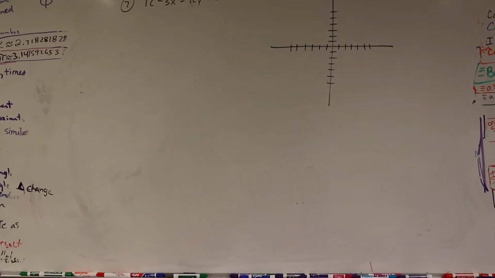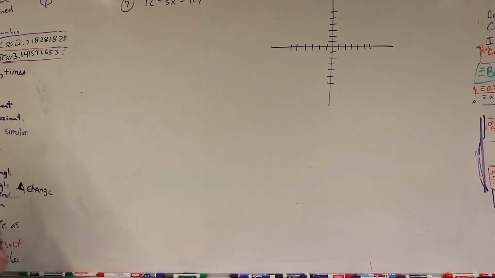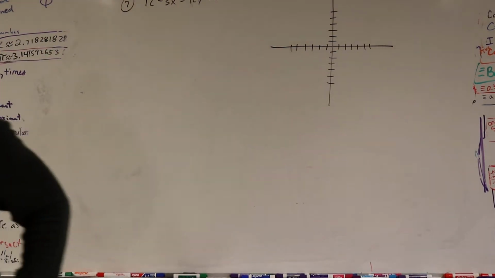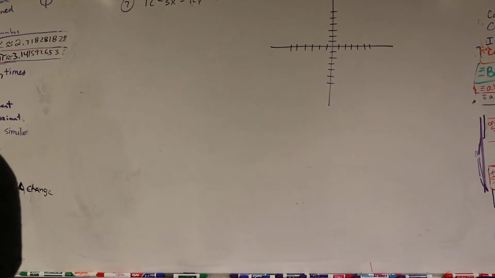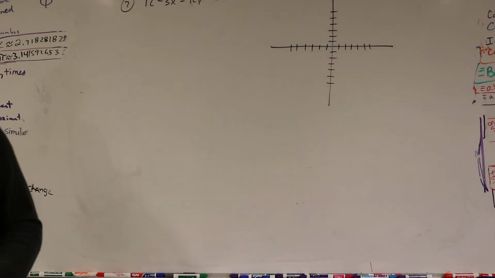All right, here we are. Number 7, Algebra Chapter 4, Practice Test. The key to this test, right? If you can do this problem, you can do anything on this test, all right?